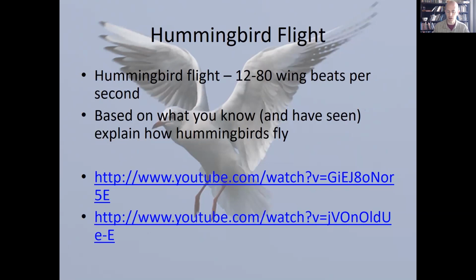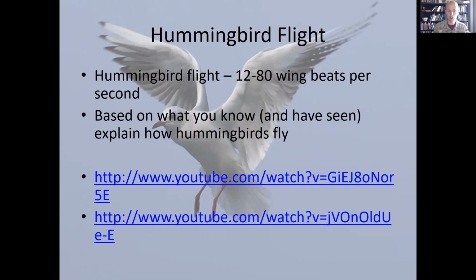And let's end with this most remarkable of flyers, which are the hummingbirds, and they come in different sizes and shapes, but hummingbirds beat their wings between 12 and 80 times a second, not a minute, a second. So they're beating their wings very, very fast. And as you probably know, have the capacity to hover. Not only can they hover, they can fly backwards, they can fly sideways.